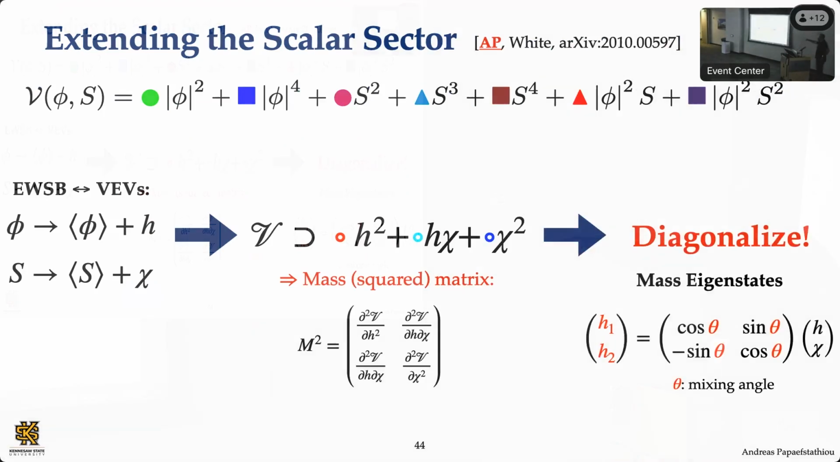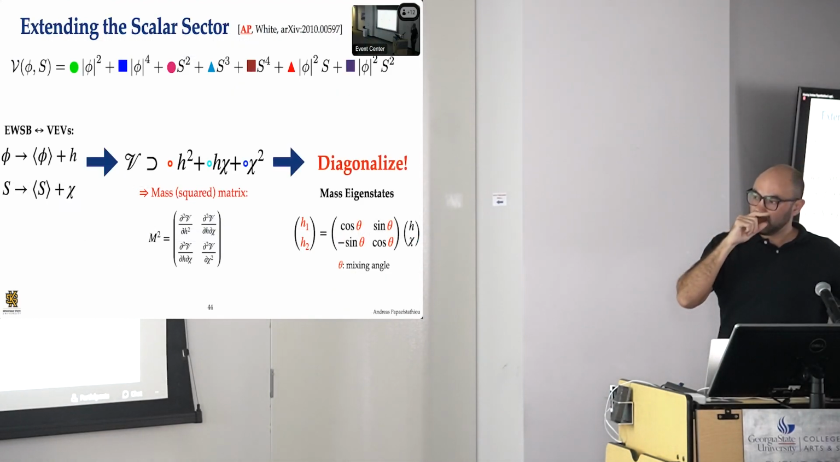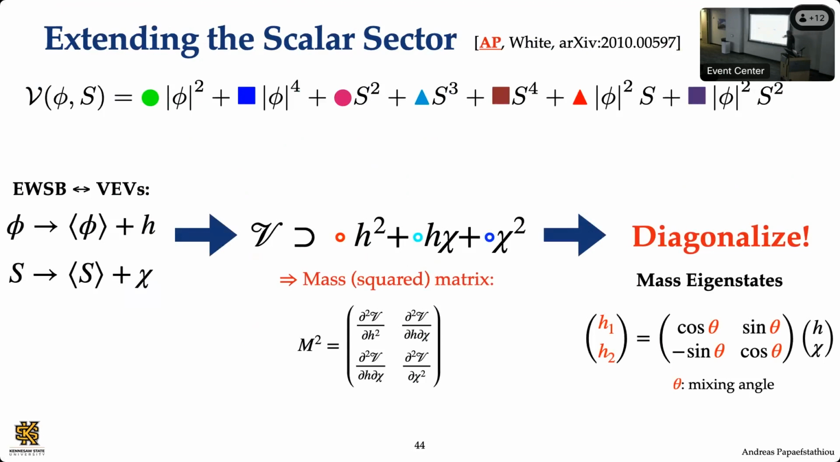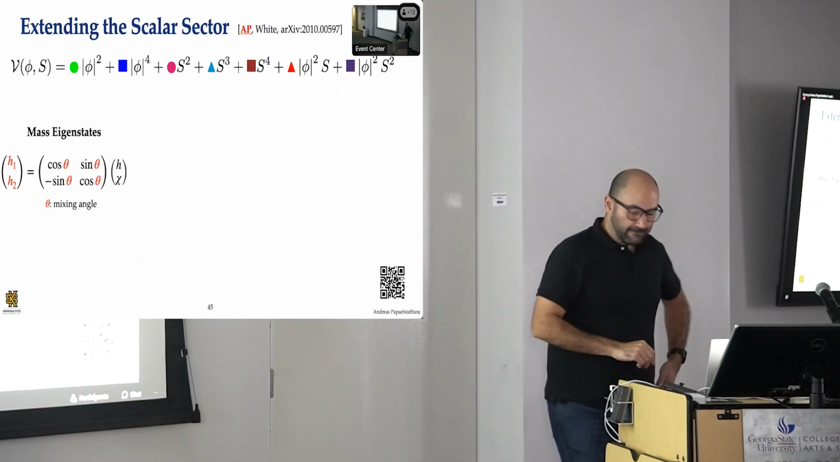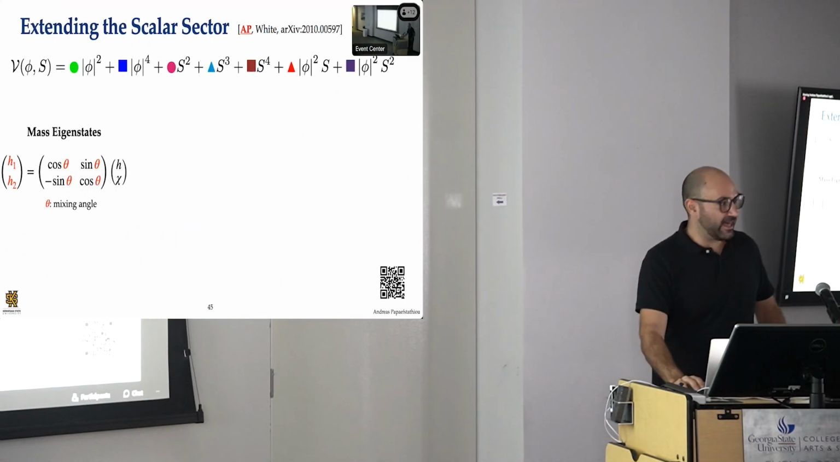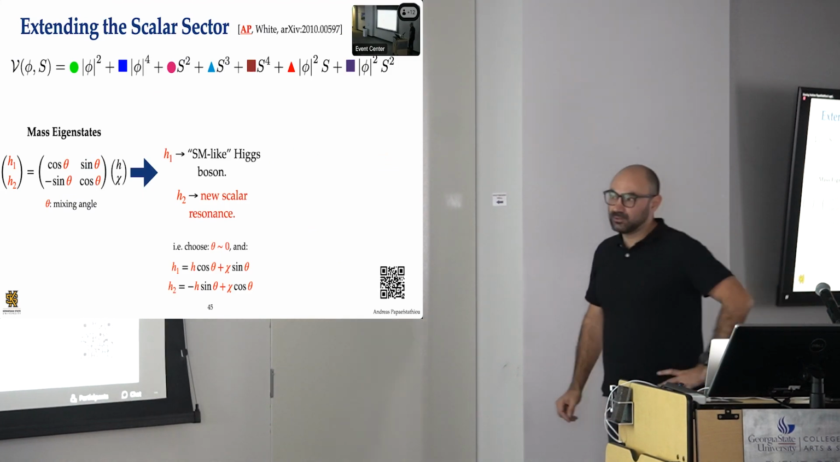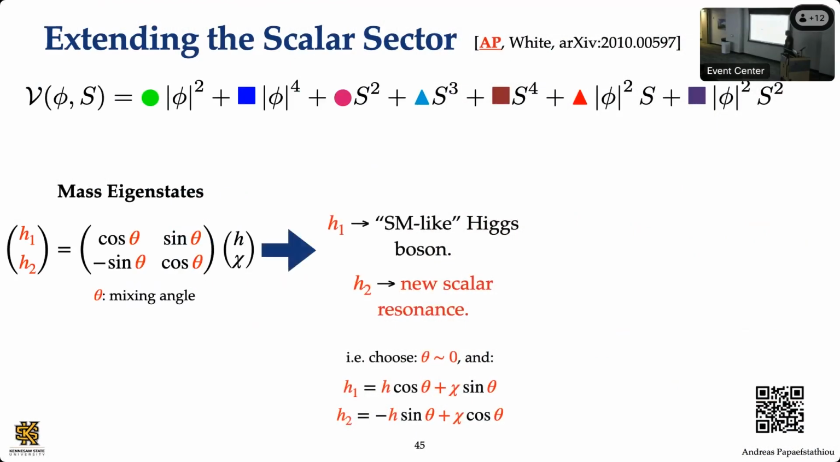So this introduces what is called a mixing angle, theta. So this is the rotation matrix. Basically it goes from this h and chi to an h1, h2. So what is the consequence of that in my experiments is the question. h1, you can choose to be something like the Higgs boson that we discovered. And h2 is a new scalar resonance.